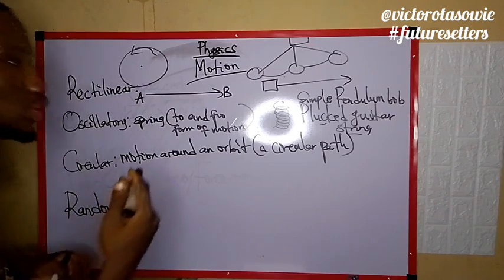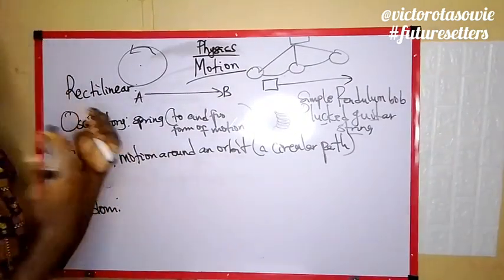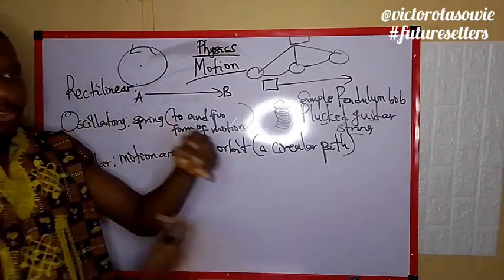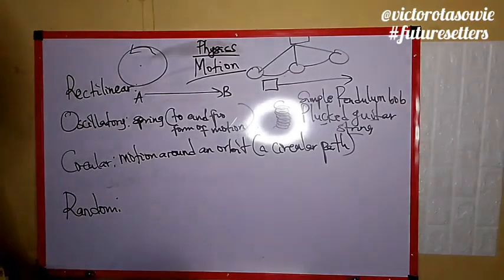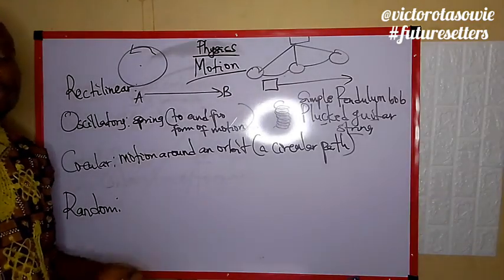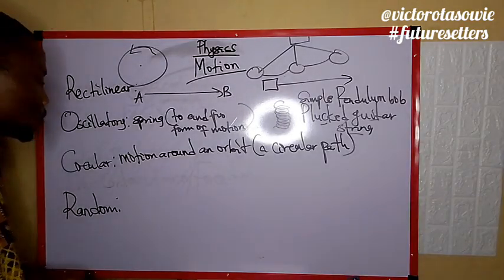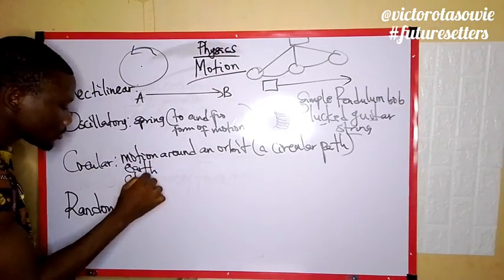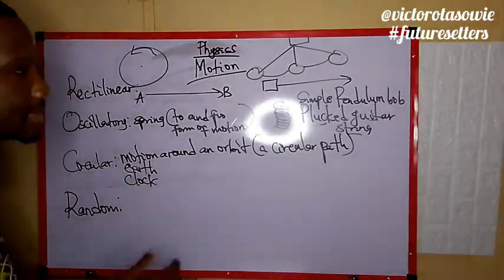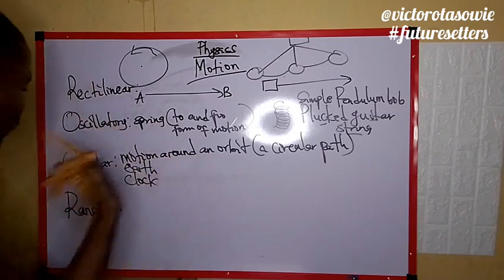Talking about the earth rotating around the sun, the way the earth is moving around, 365 days. That is circular motion. Other things too, like the clock, your wristwatch and all that, the way it's moving around, that's circular motion.